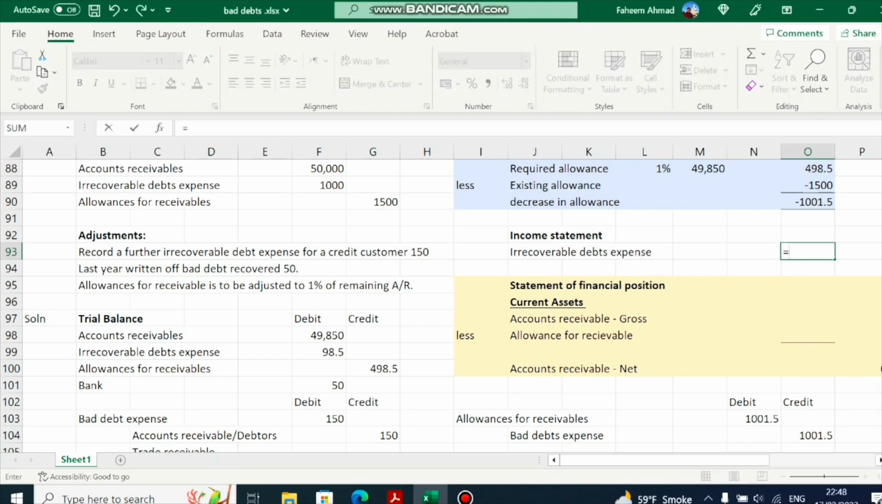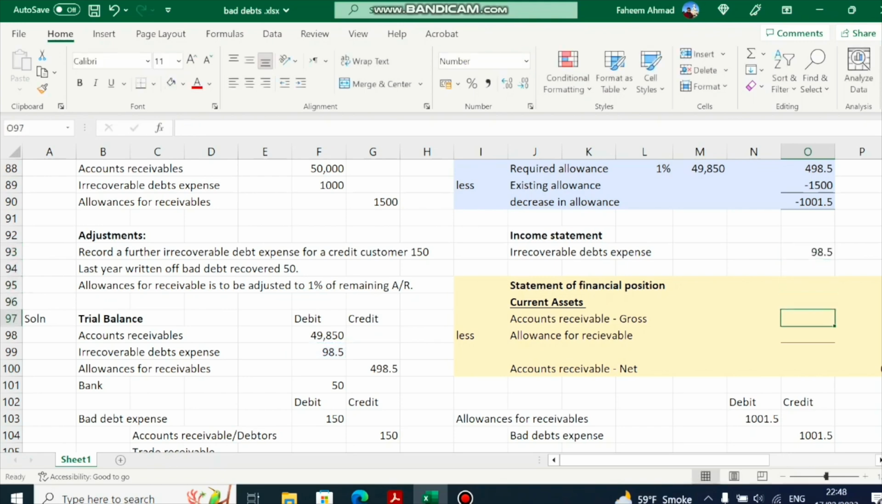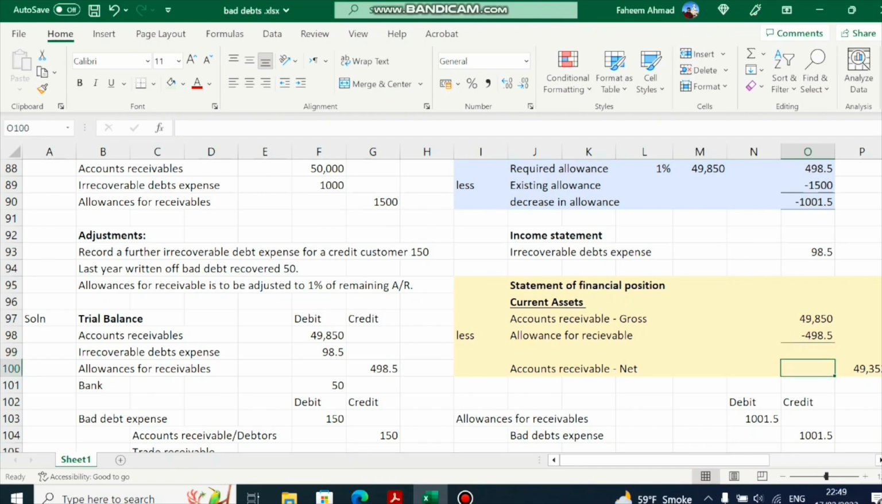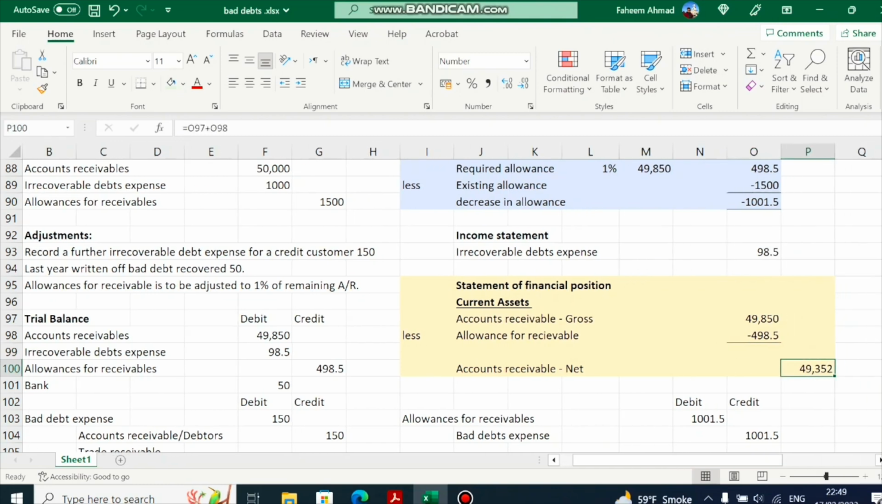Now in income statement, we will take irrecoverable debt expense, which is 98.5. In current assets, account receivable gross, I will take 49850 and I will take allowances for receivable 498.5. So this is my account receivable net balance of 49,352. This question is complete.